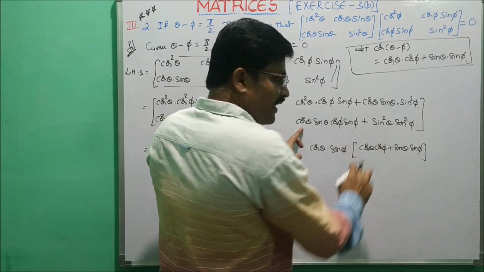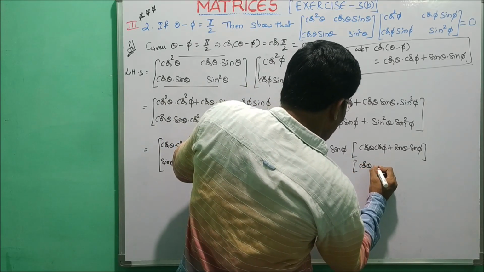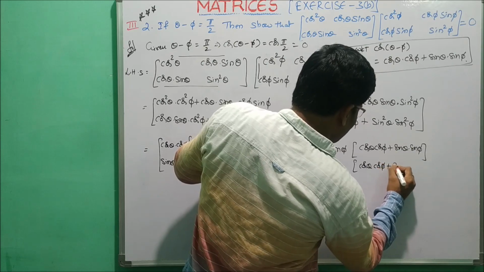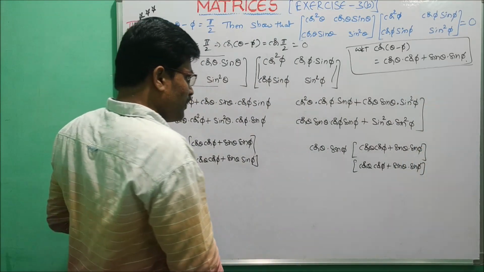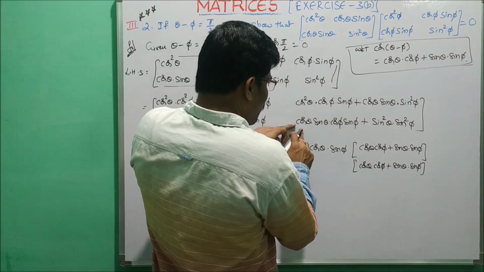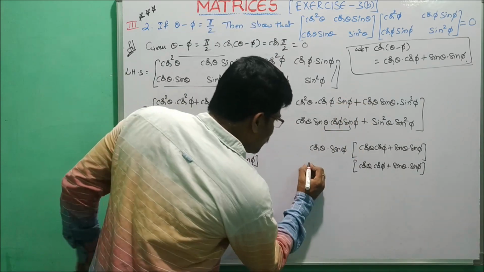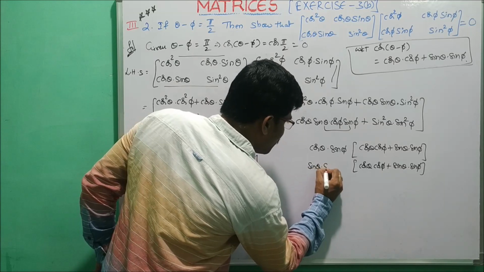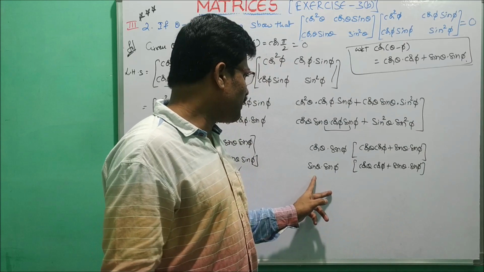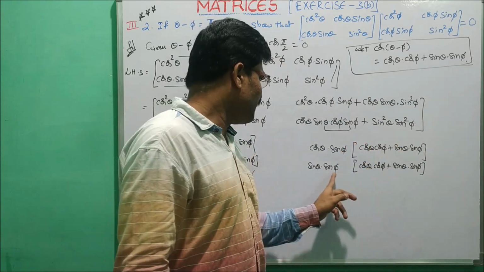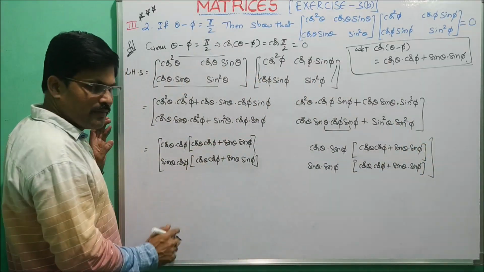Similarly, in the second row second element, first we write cos theta cos phi plus sin theta sin phi. The remaining value, since cos theta cos phi is already written, is only sin theta sin phi. Now we take common sin theta sin phi into (cos theta cos phi plus sin theta sin phi). Now multiply with this term. This is sin square theta sin square phi. So these are the total elements.